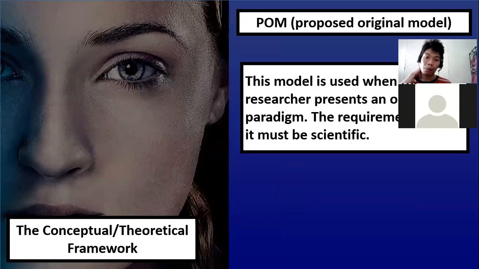Then POM or Proposed Original Model. This model is used when the researcher presents an original paradigm. The requirement is that it must be scientific. Ito naman POM, depende doon sa study ninyo kung ano yung magiging process, since this is an original model according to the study of the researcher. So, if original model yung gagawin ninyo, meaning yung study ninyo hindi siya magpo-fall any of those paradigms or models na na-mention ko.